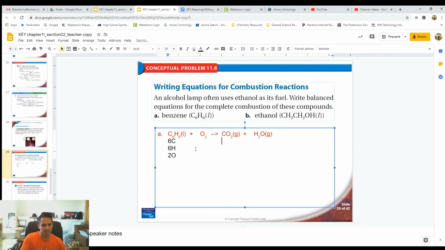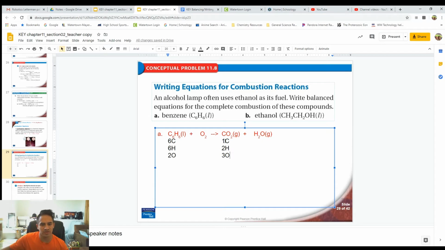So we have 6 carbons on the left. We only have 1 carbon on the right. We have 6 hydrogens on the left. We only have 2 hydrogens on the right. And on the left, we have 2 oxygens. And on the right, we have 2 oxygens here and 1 oxygen there. That gives us a total of 3. So again, we're going to balance the oxygens last. Let's balance the carbons and the hydrogens first.